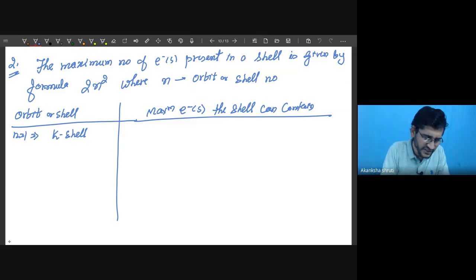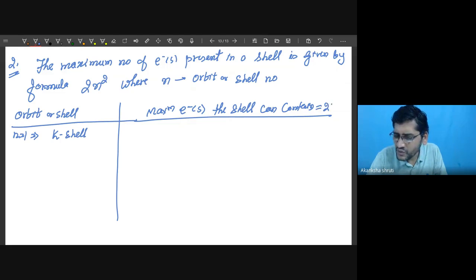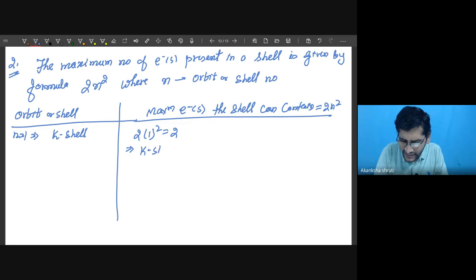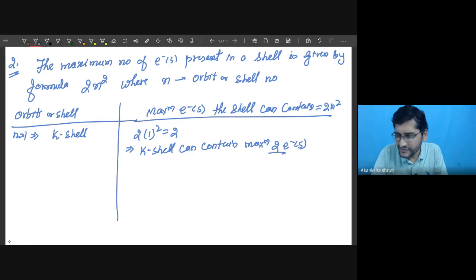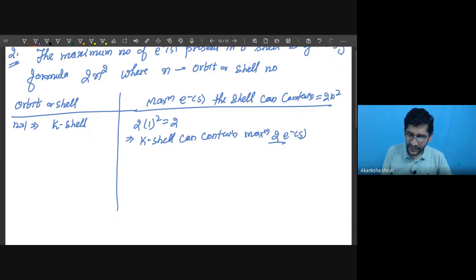So let us calculate it. This is given by 2n square. So for the K shell, by formula, 2 into 1 square becomes 2. So this implies the K shell can contain maximum 2 electrons. Means up to 2 electrons, if the atom has them, will remain in the K shell. If more than 2, then after filling this K shell, it will go to the L shell.